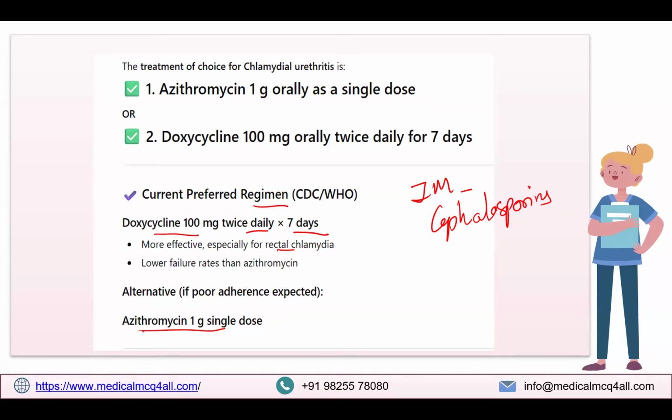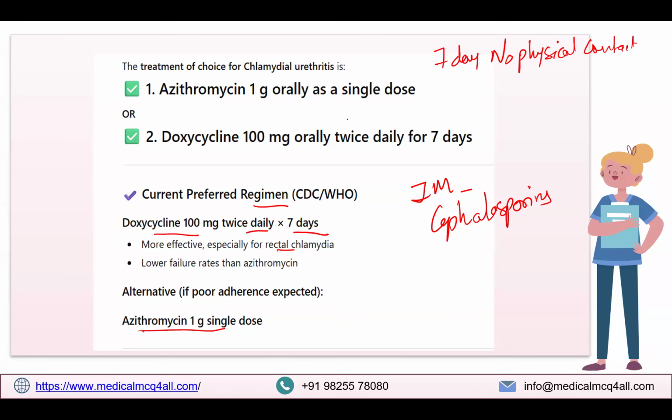And what instructions will you give to the patient? He has to abstain from the sexual activity for 7 days. Very good. So, abstinence from the sexual activity for 7 days. So, for 7 days there should be no physical contact. Also, hygiene maintenance is important.